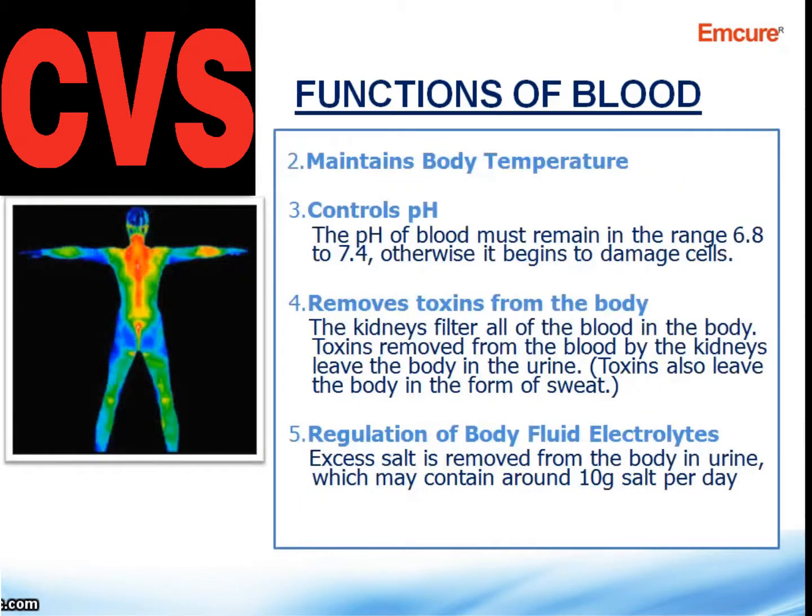So, further to this, we have other functions of blood. They maintain the body temperature, control the pH, and remove toxins from the body with the help of your kidneys. Well, the kidneys act as organs for filtration. Toxins also leave the body in the form of sweat. Well, the regulation of body fluid electrolytes is also one of the important functions of blood. Excess of salt is removed from the body in the urine, which may contain approximately 10 grams of salt per day.